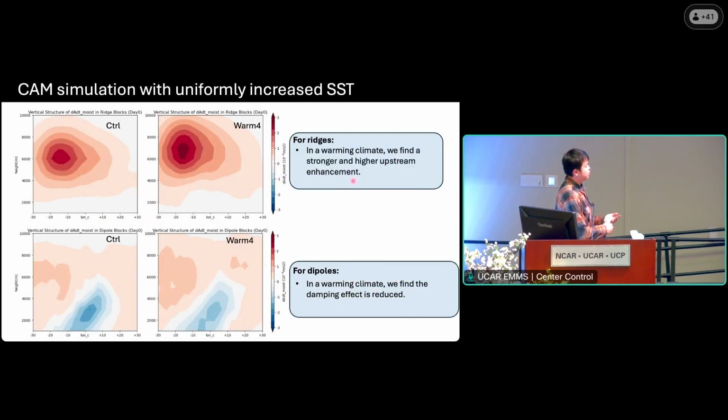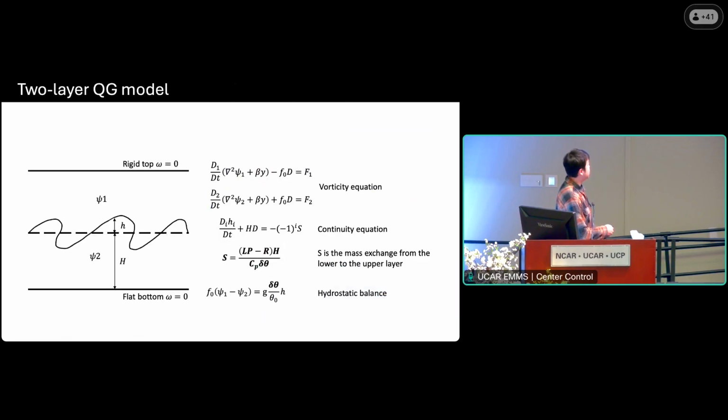So basically, we find the consistent pattern for ridge and dipole. There's a persisting effect for ridge and a damping effect for dipole. And we are also trying to quantify this effect in the two-layer QG model based on the Held and Suarez configuration. Okay, so thanks for listening.